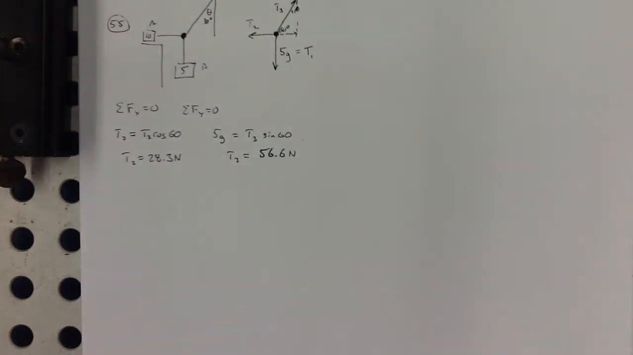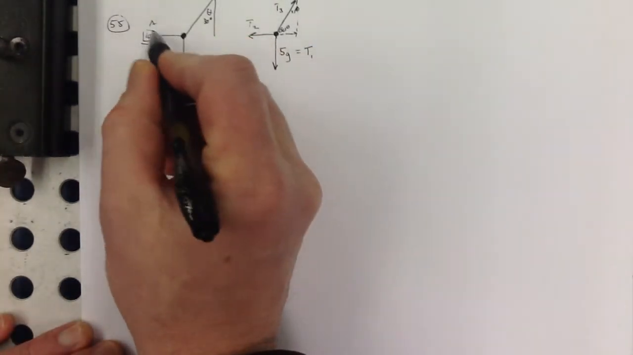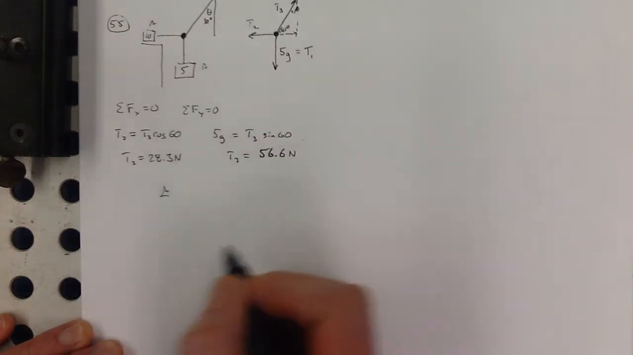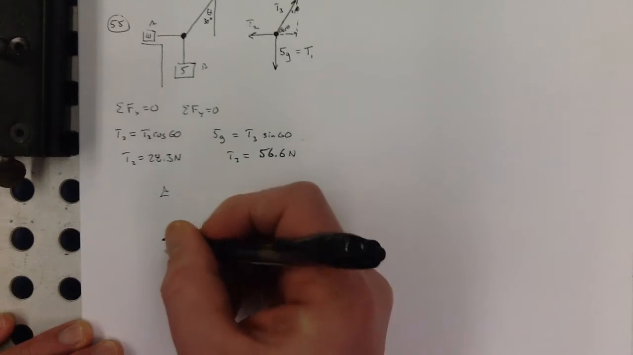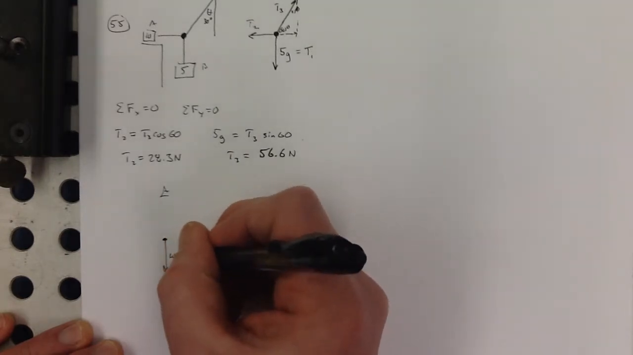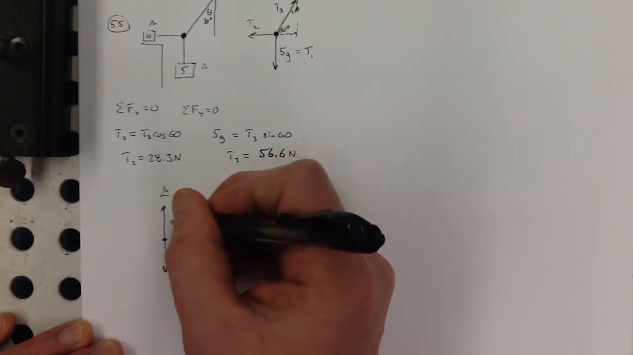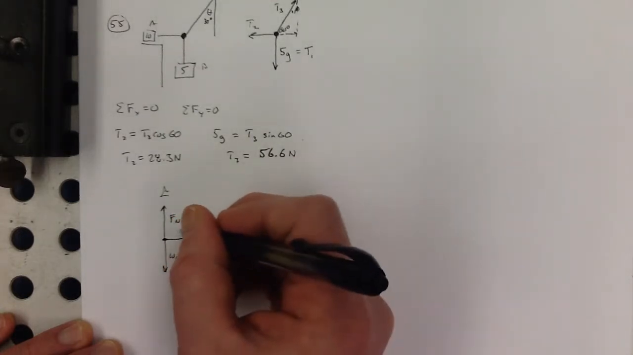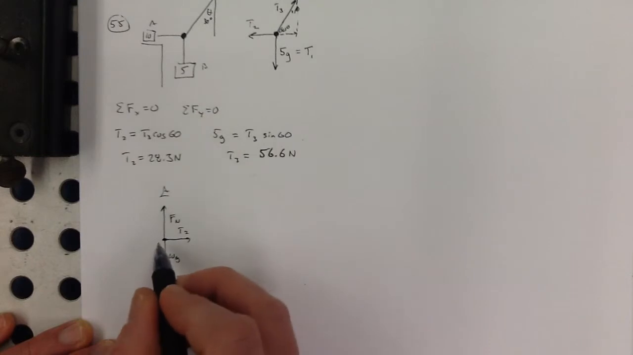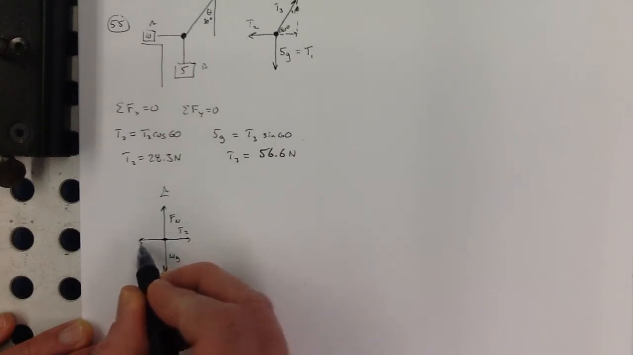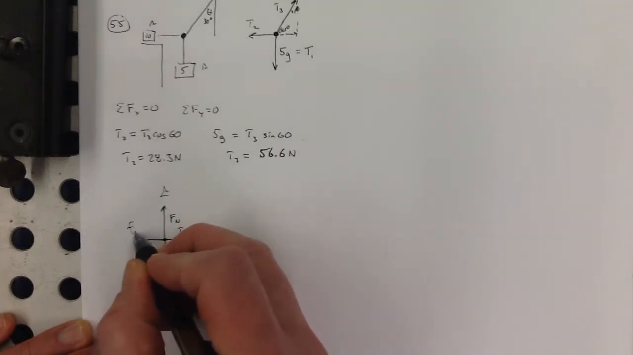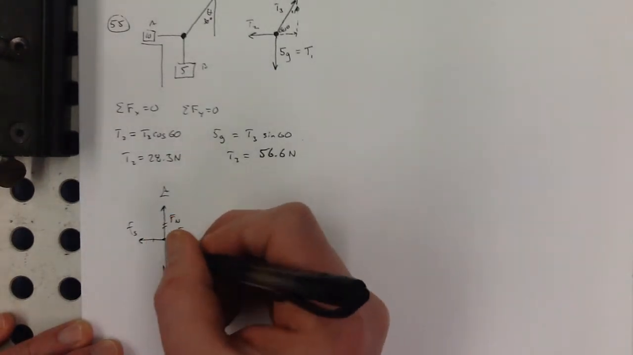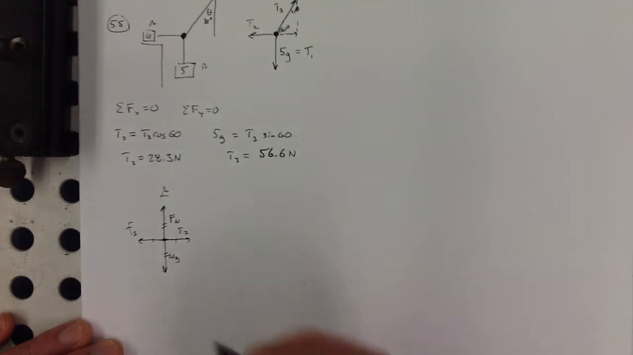Okay, now I'm going to make a force diagram for this block. So for block A, I have the gravitational force on it, the normal force on it, the T2 tension force on it, and the force of static friction. It's in equilibrium, so we're all equaled out here.